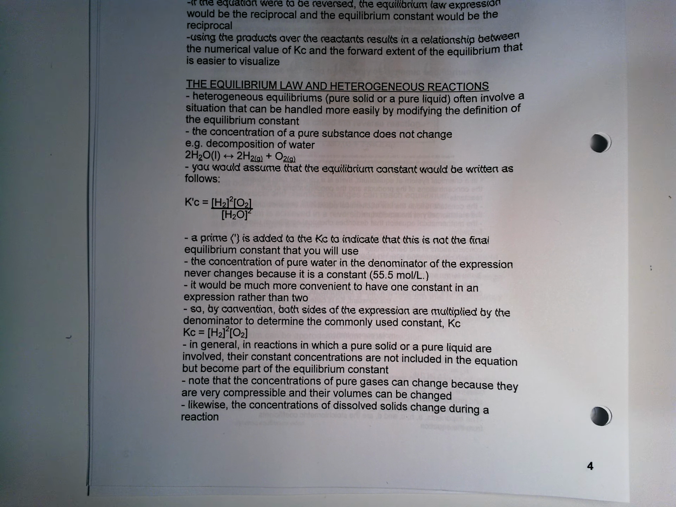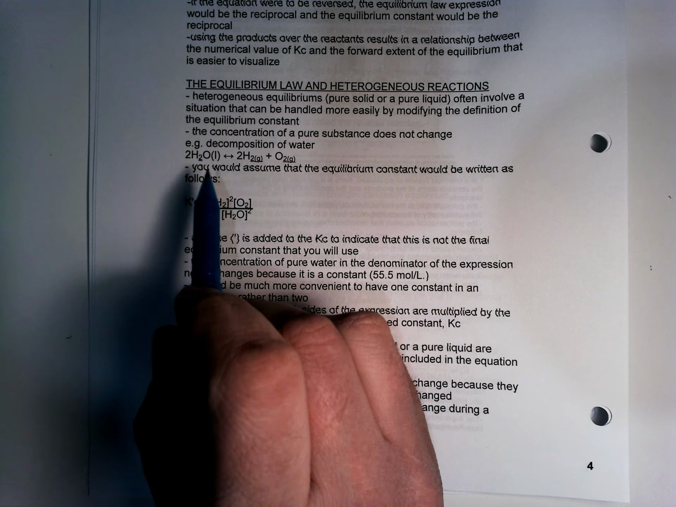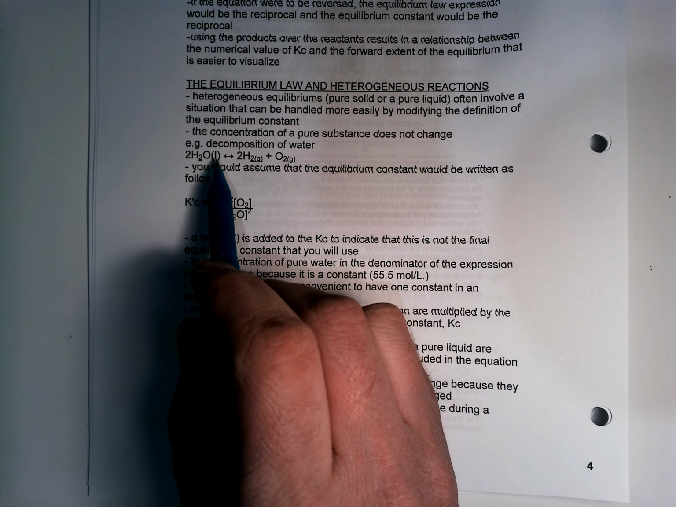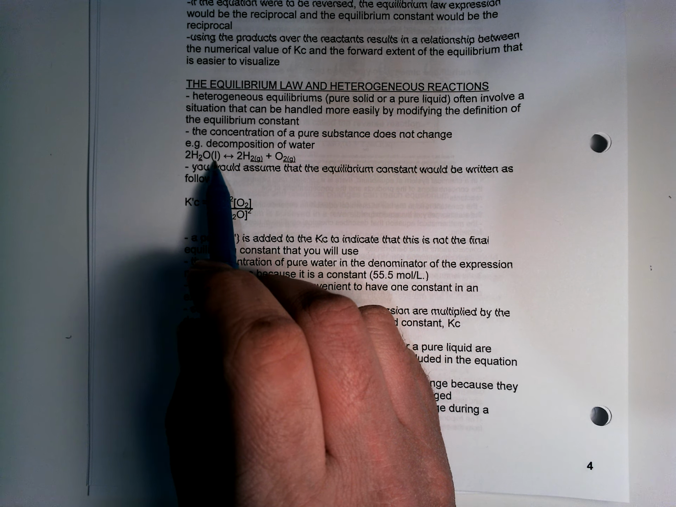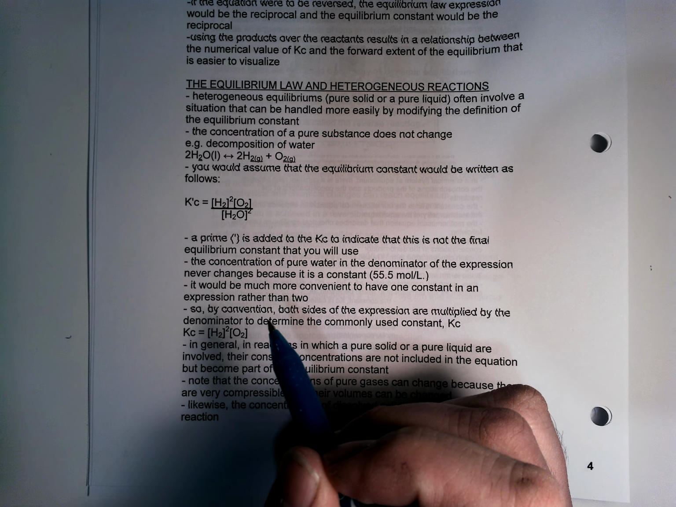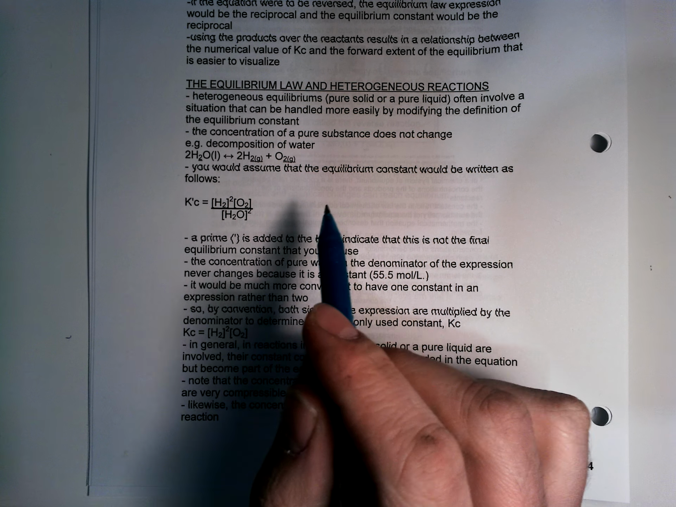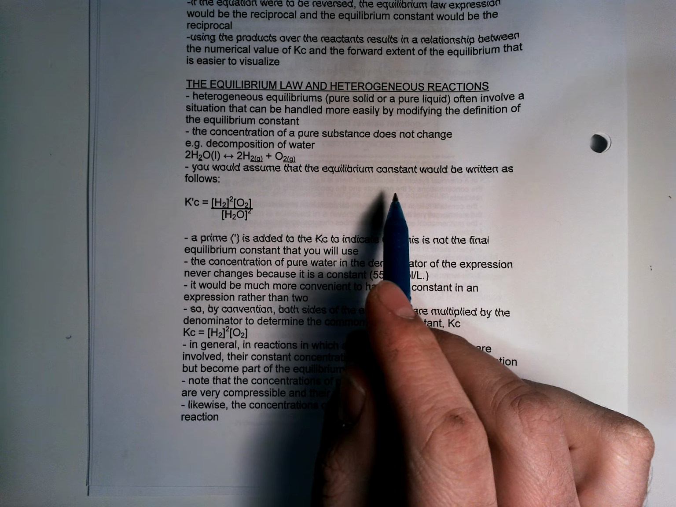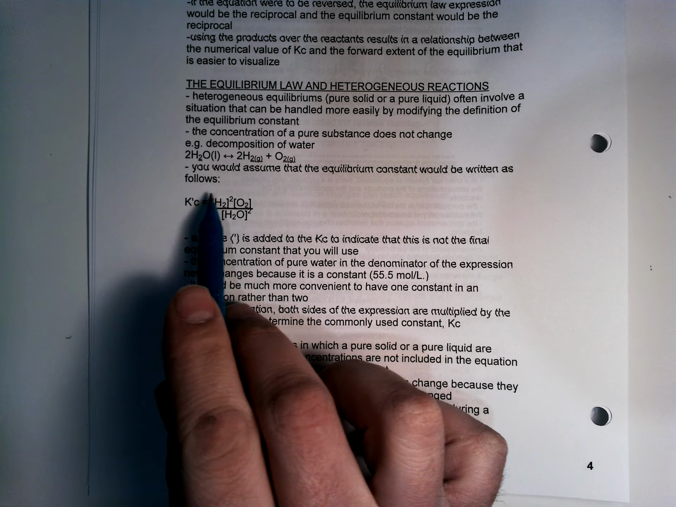Pure solids or pure liquids often involve a situation that can be handled more easily by modifying the definition of the equilibrium constant. The concentration of a pure substance does not change. Here, because we have a liquid, its concentration can't change. It's not like gases, where we can change concentrations, or aqueous solutions. But we assume that the equilibrium constant would be written like this.